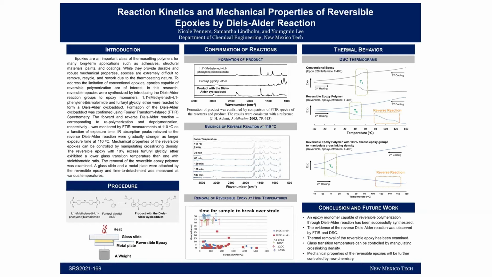Sure, that's a good question, actually. With this particular procedure, it's not very complicated. It's just mixing the bismaleimide with the furfuryl ether at a specific temperature, and then once it's done, the monomer is heated up so that we can mix that with our hardener. So it's not more difficult than the conventional epoxy synthesis.